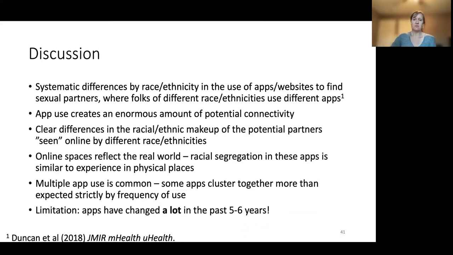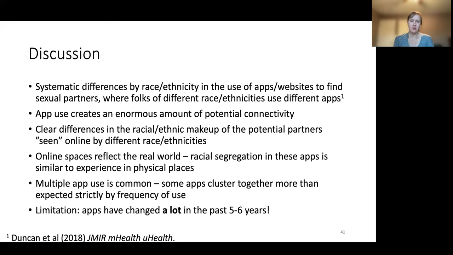There are some systematic differences by race ethnicity in the use of apps and websites to find sexual partners, where folks of different race ethnicities use different apps. App use also creates an enormous amount of potential connectivity. We kind of know this intuitively, but there's a lot of potential for folks to meet on these apps. There are clear differences in the racial and ethnic makeup of potential partners that are seen online by different race ethnicities. And just a note that online spaces reflect the real world, so racial segregation in these apps is similar to the experience in physical places.